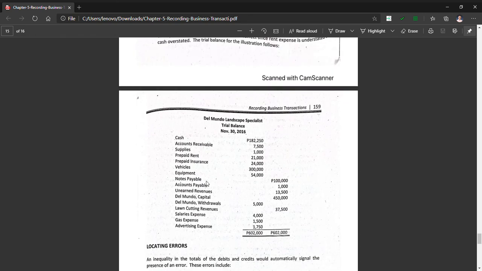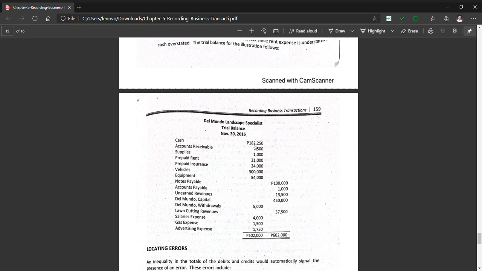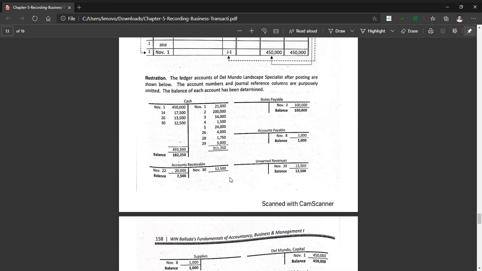So, this is an example of a trial balance. As you can see, on the left side, these are your account titles. So we have your cash, accounts receivable, supplies, prepaid rent, prepaid insurance, and so on and so forth. Then, you'll see on the right side their balances. Some are more to the left, and some are more to the right. The left is the debit column, the right is the credit column. So, if we look at the ledger, cash has a debit balance of 182,250.